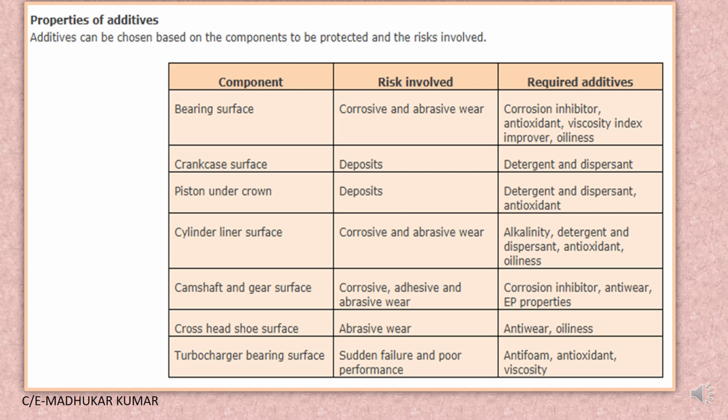Turbocharger bearing surfaces: sudden failure and poor performance are the risks involved in this one. So anti-foaming, antioxidant, viscosity improvers. This is going to give you a better result when we use the turbocharger oil over the bearing surfaces, because the turbocharger has very high RPM. So chances of losing load carrying capacity or the lube oil film are also there. So we have to have these additives in the lube oil.